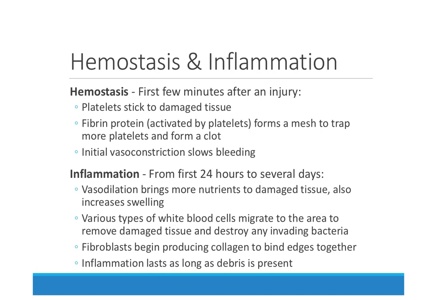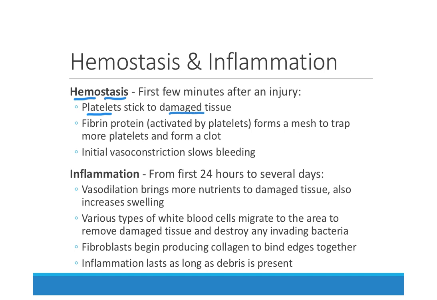So hemostasis, the first stage, occurs during those first few minutes after an injury. Hemo here refers to blood. Stasis means to hold steady or to stop. And during hemostasis, platelets, which are part of your blood, one of the types of cells in your blood, they stick to the damaged tissue.